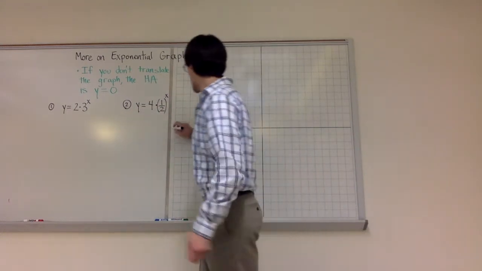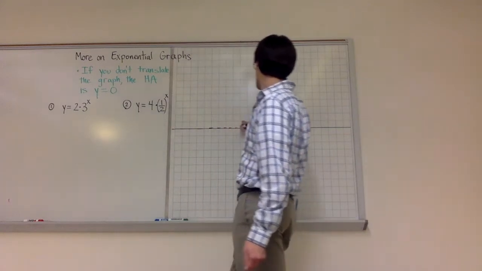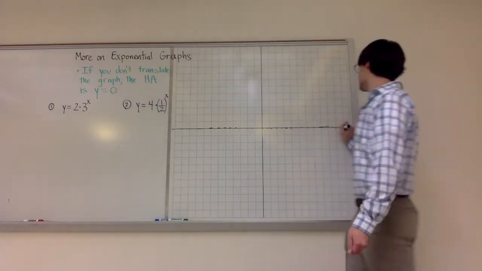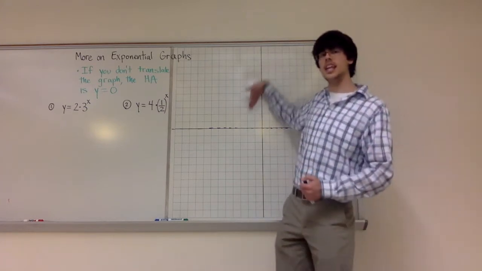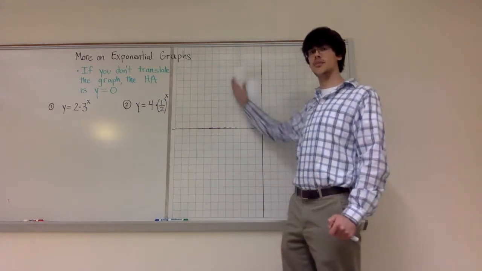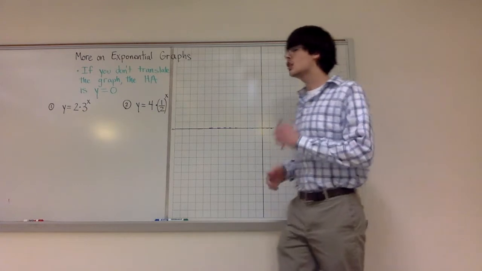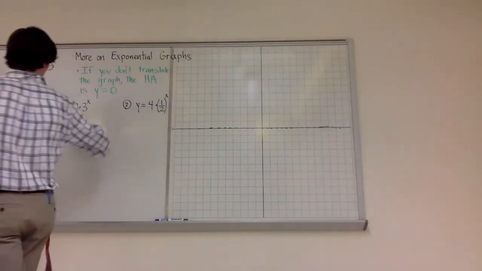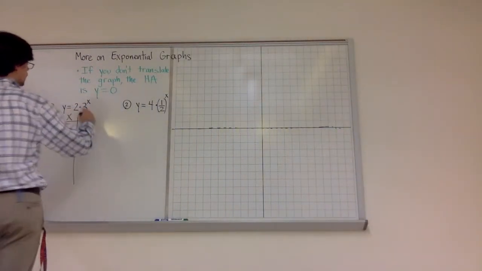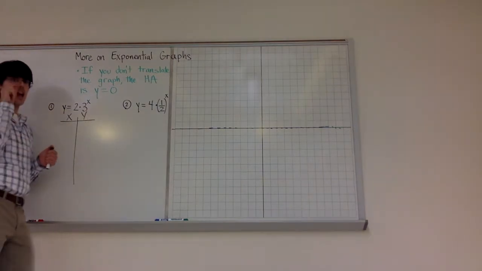Before I do anything, I'm going to draw myself a dotted line at y equals 0, because that's going to help me guide where the tail of the graph goes, whatever it's going to do. So I'm going to make a few quick tables here. For my first equation, I have 2 times 3 to the x.